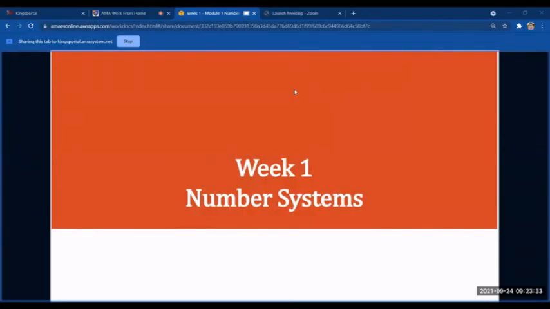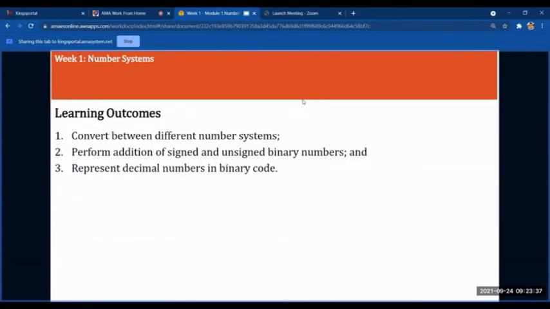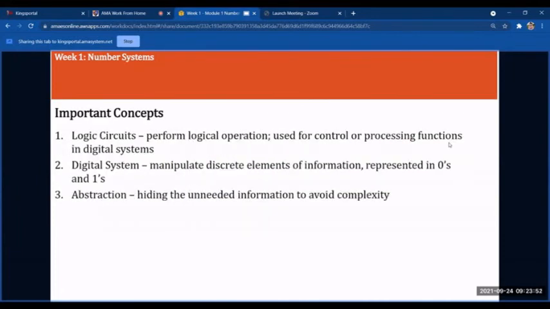Okay, so for week 1, we're going to discuss number systems. For number systems, our learning outcomes would be to convert different number systems from one form to another, perform addition of signed and unsigned binary, and represent decimal numbers in binary. As you can see here, we have different concepts that we need to understand.